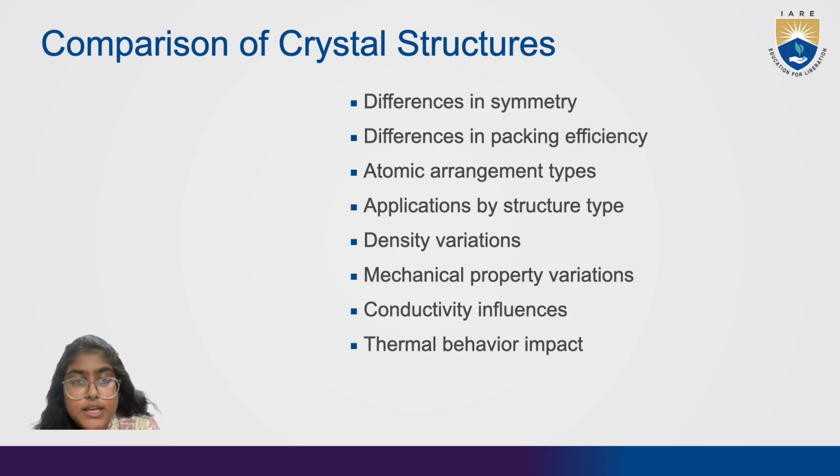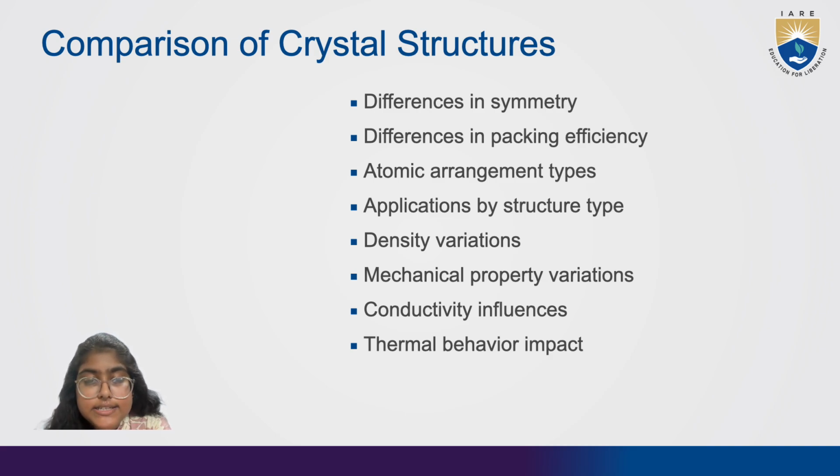This difference in symmetry directly impacts the packing efficiency of the atoms within the structure, with high symmetry often correlating with denser packing. The atomic arrangement types also vary significantly between the systems, leading to a wide range of applications specific to each structure. For instance, the high packing density of FCC and HCP metals contributes to their mechanical strength, while the unique structures of materials like quartz or rhombohedral enable their use in optical and piezoelectric applications.